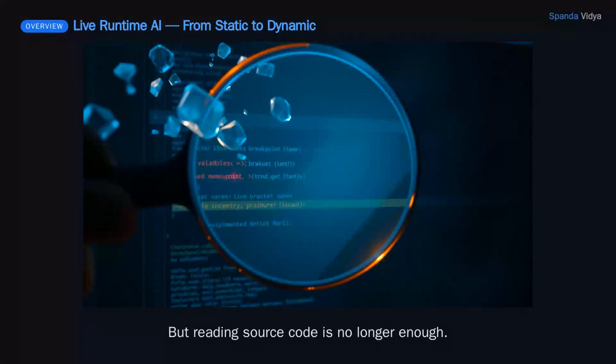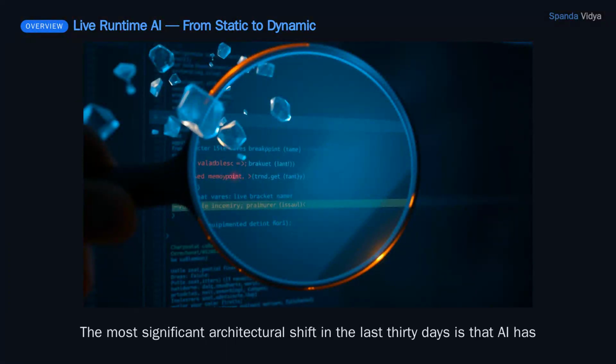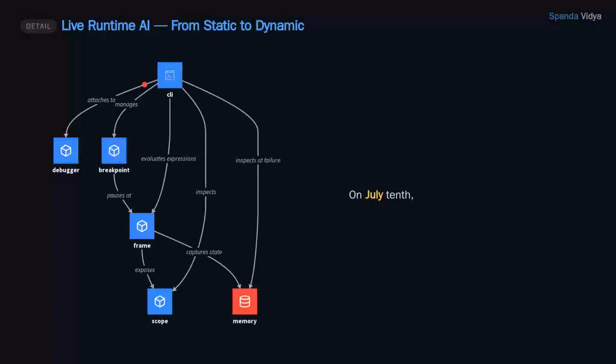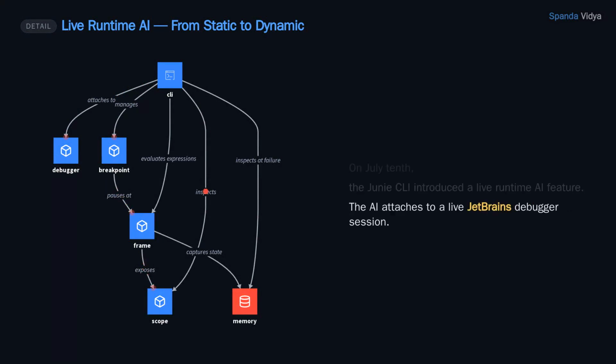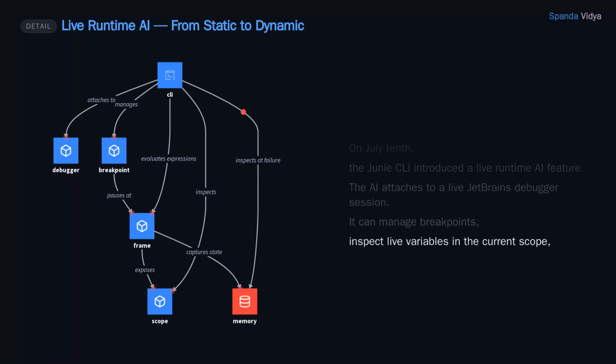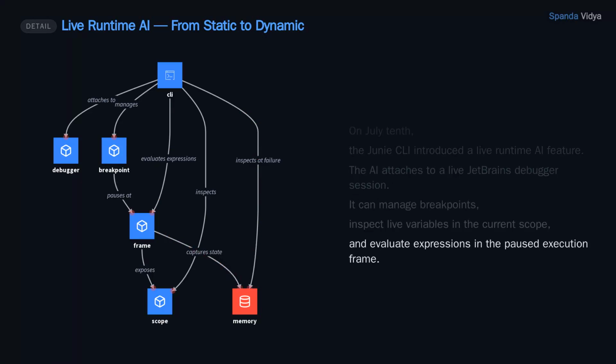But reading source code is no longer enough. The most significant architectural shift in the last 30 days is that AI has moved from static to dynamic. It no longer just reads your .py files. Modern tools have introduced dedicated debug modes. On July 10th, the Junie CLI introduced a live runtime AI feature. The AI attaches to a live JetBrains debugger session. It can manage breakpoints, inspect live variables in the current scope, and evaluate expressions in the paused execution frame.